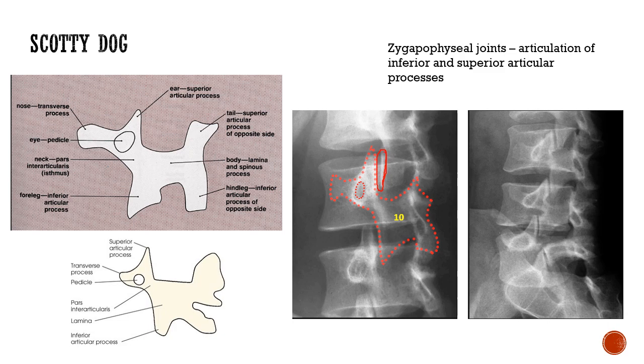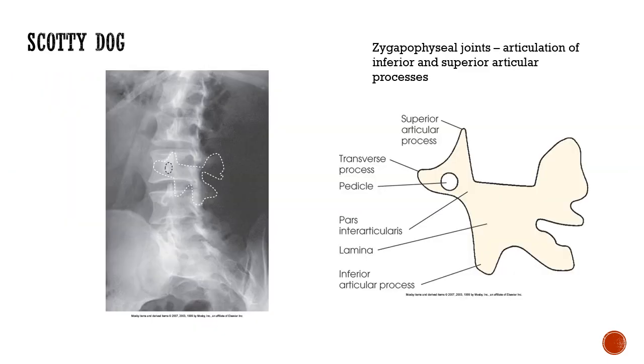We're looking at the ear of the Scotty dog forming the superior articular process, and the leg of the Scotty dog, here's another zygapophyseal joint, forming the lower part. The eye of the Scotty dog is the pedicle, which is the part that we're going to want to center in the center of the vertebral body during the positioning. The nose is the transverse process. The pars is the neck, and the lamina is the body. And so we can see the Scotty dog, as well as that zygapophyseal joint on our lumbar obliques.